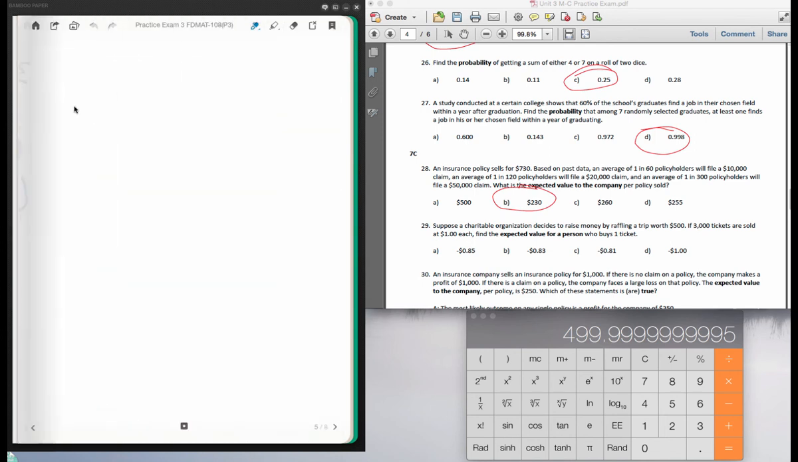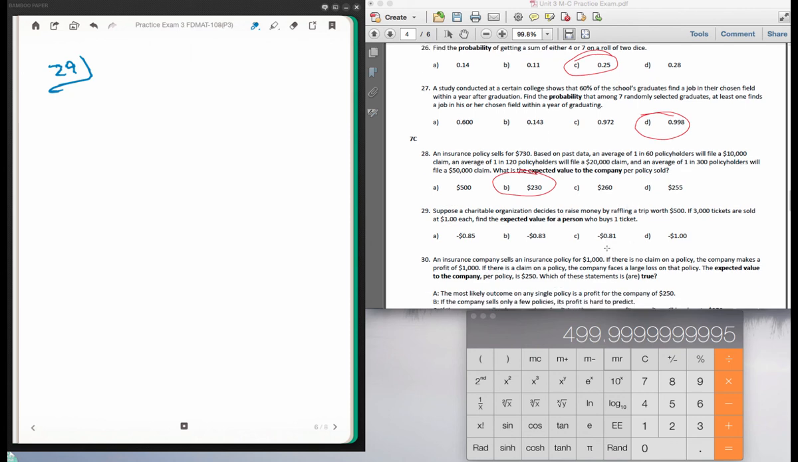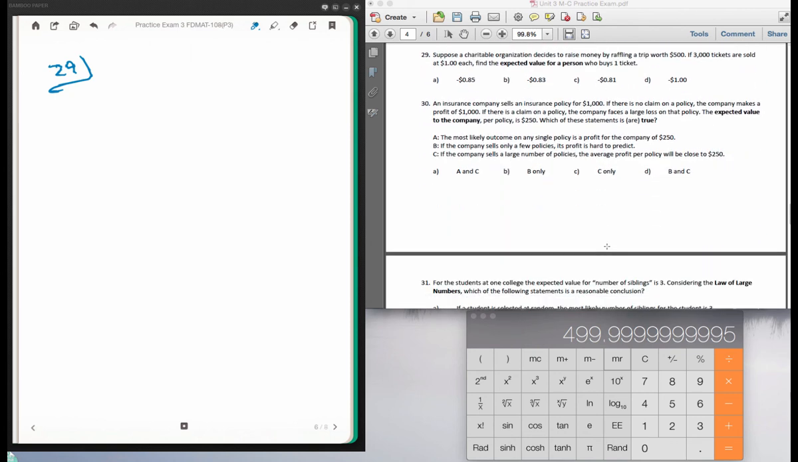All right, 29. Suppose a charitable organization decides to raise money by raffling a trip worth $500. Now 3,000 tickets are sold at $1 each. Find the expected value of the person who buys the ticket.